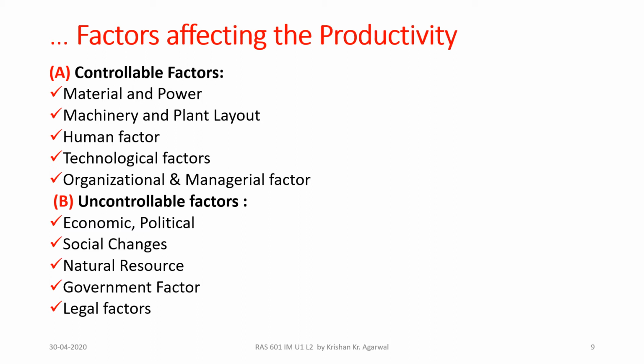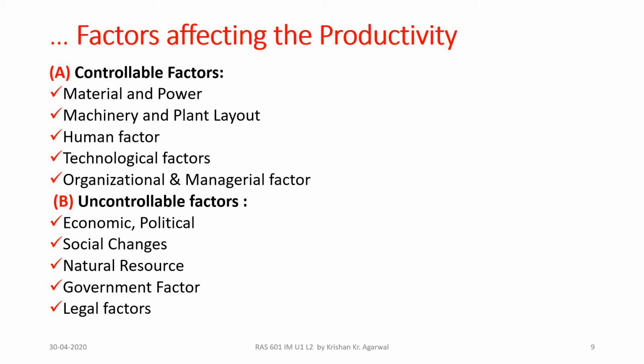Next is the natural resources. If the natural resources are not available in a particular zone or area, then also the producer will face problems related to ensuring the availability of the resources over there. Like the transportation cost will increase in order to arrange the material, the resources over there.